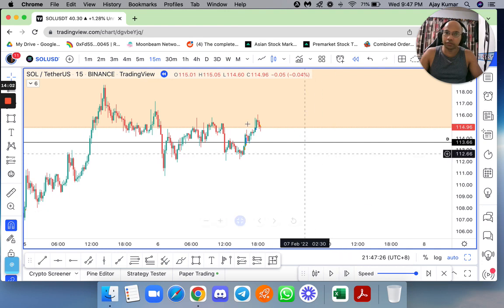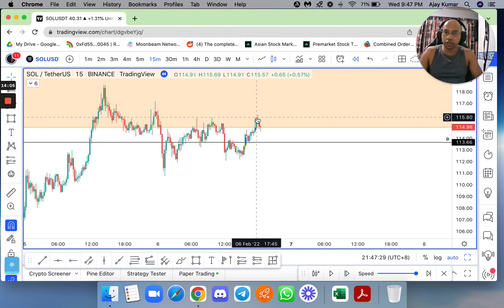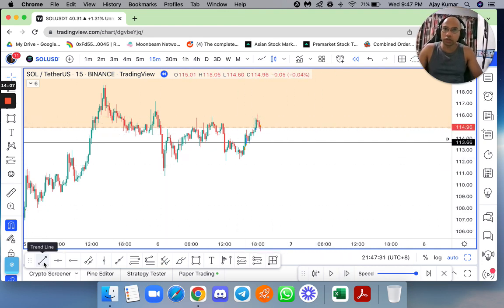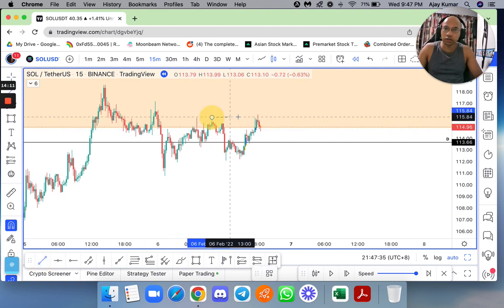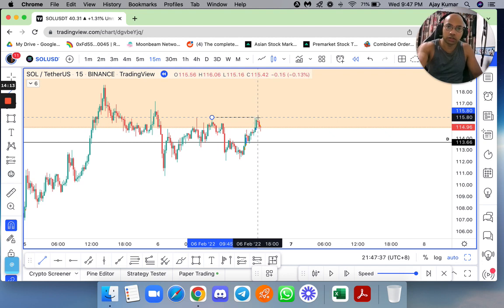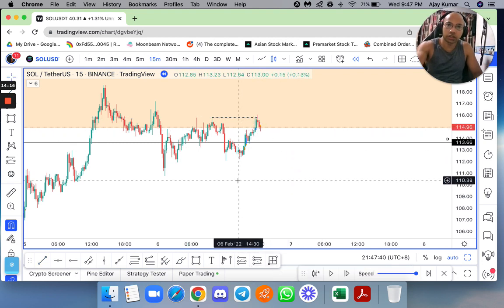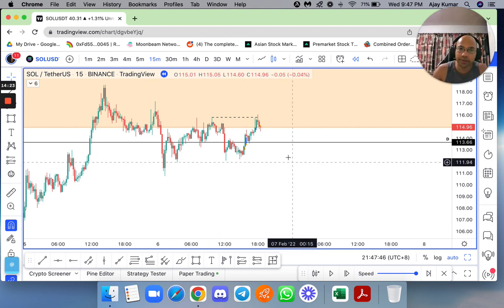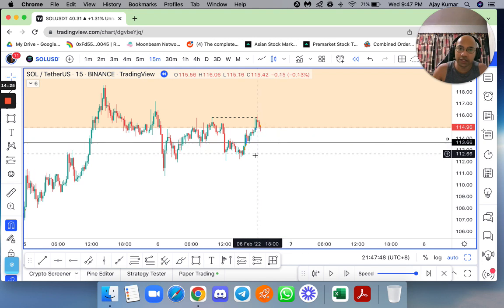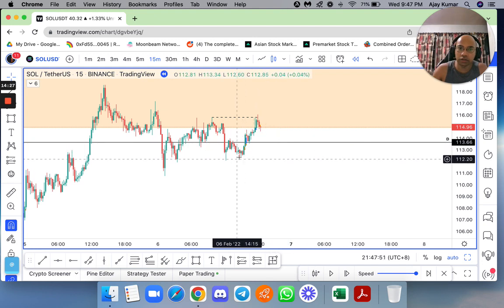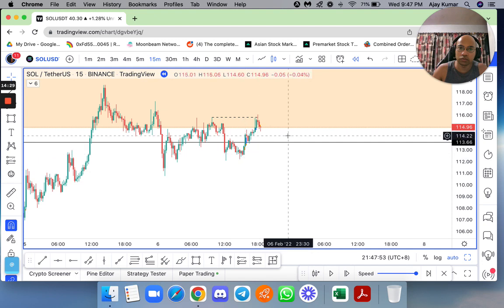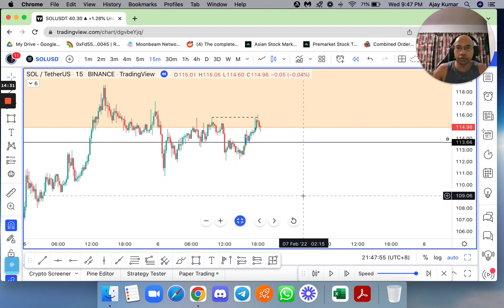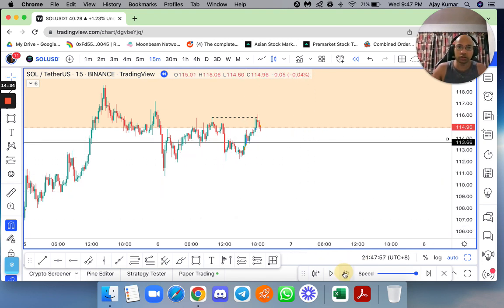You see this wick here, guys? The purpose of that wick is to take out the liquidity above here. Okay, so now if price breaks this low and comes back into the fair value gap, I'll take a shot.